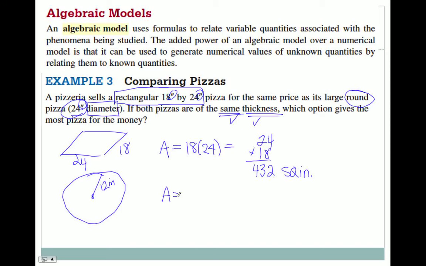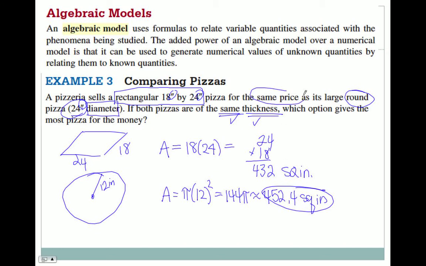Okay, so our area here is pi times 12 squared, 144 pi, which we're going to have to multiply pi out so that we can compare these numbers. 144 pi is about 452.4 square inches. So we can see that this is going to be the better deal since they're for the same price. You get more for this.